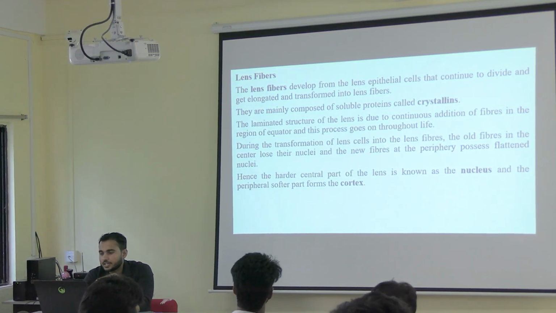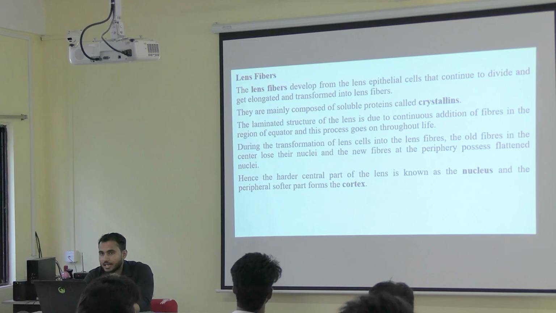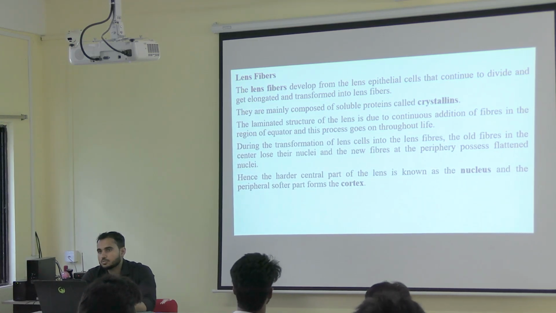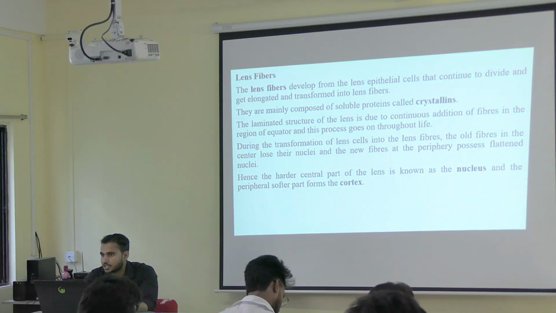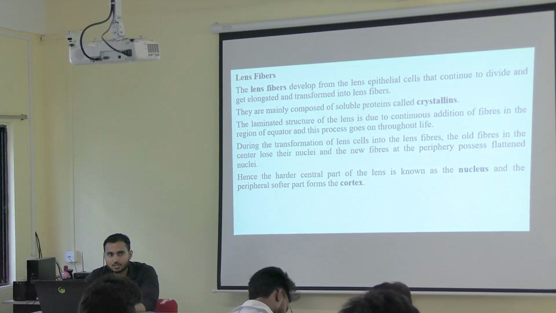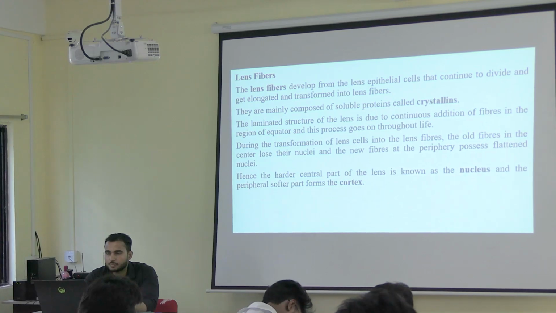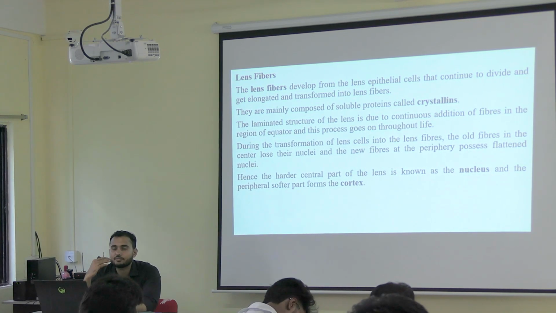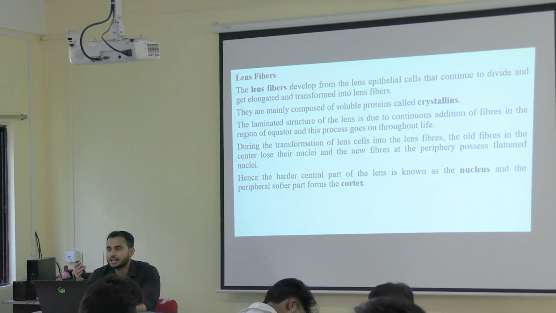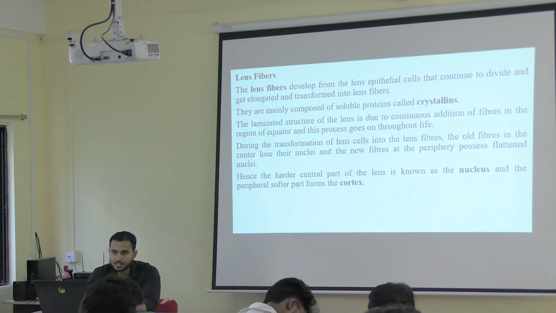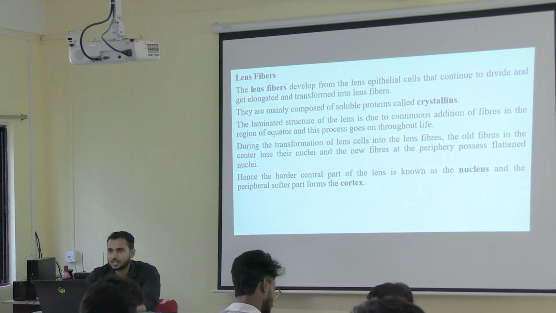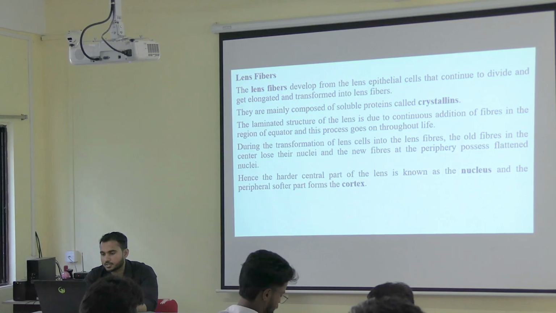Okay. Now the laminated structure of the lens is due to continuous addition of the fibers. If you see the structure of the lens fibers, how they are arranged in a laminated structure. What does laminated structure mean? In the form of layers, because every time newly formed cells are added, and from those cells new fibers are formed. Okay, so as a result, the laminated structure can be seen in the lens fibers.